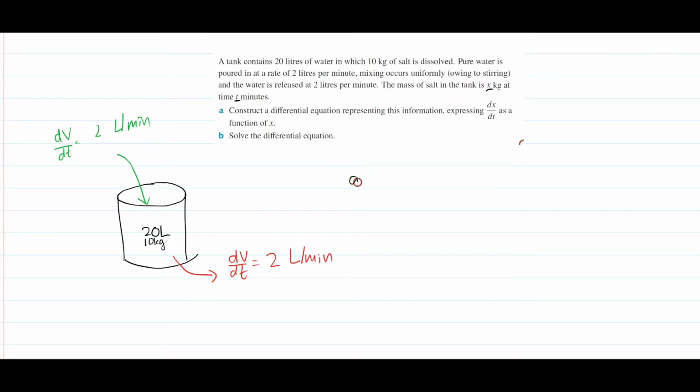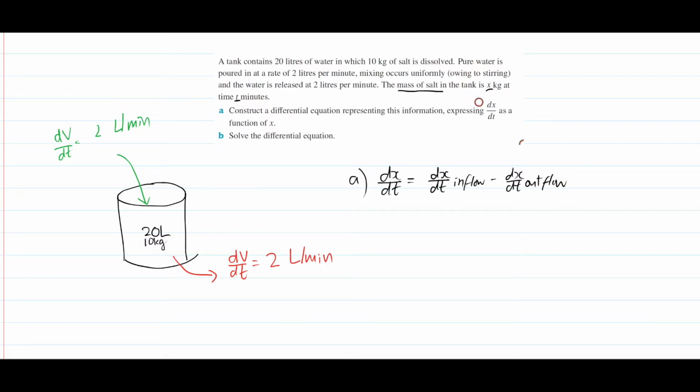Part A, construct a differential equation representing this information, expressing dx/dt as a function of t. So what is dx/dt? We know x is the mass of salt in the tank, and t is time. So dx/dt would just mean the rate of inflow or outflow of salt into or out of the tank. So how do you do that? Well, as we've discussed earlier, if you want to find the net flow, it's dx/dt inflow minus dx/dt outflow.